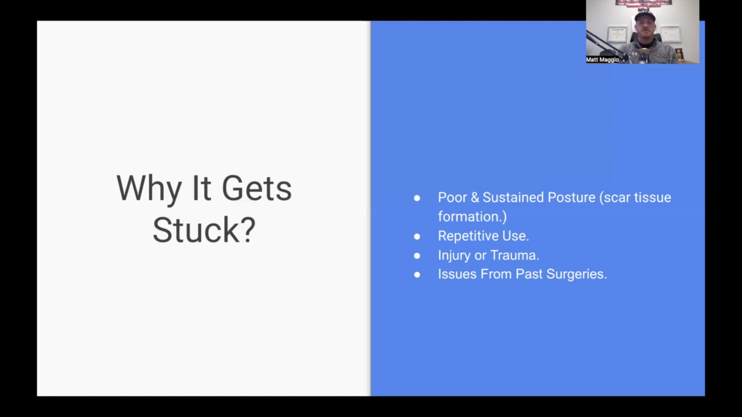And then also just issues from past surgery. Sometimes maybe if someone had surgery on their breast or somewhere in their shoulder with their lymph nodes, they might have cut a little bit of the radial nerve. Definitely some cervical spine issues, and then also some surgeries down in the elbow as well. So there's a lot of reasons why this can get caught and stuck. The most is just going to be repetitive use, poor and sustained postures as well.